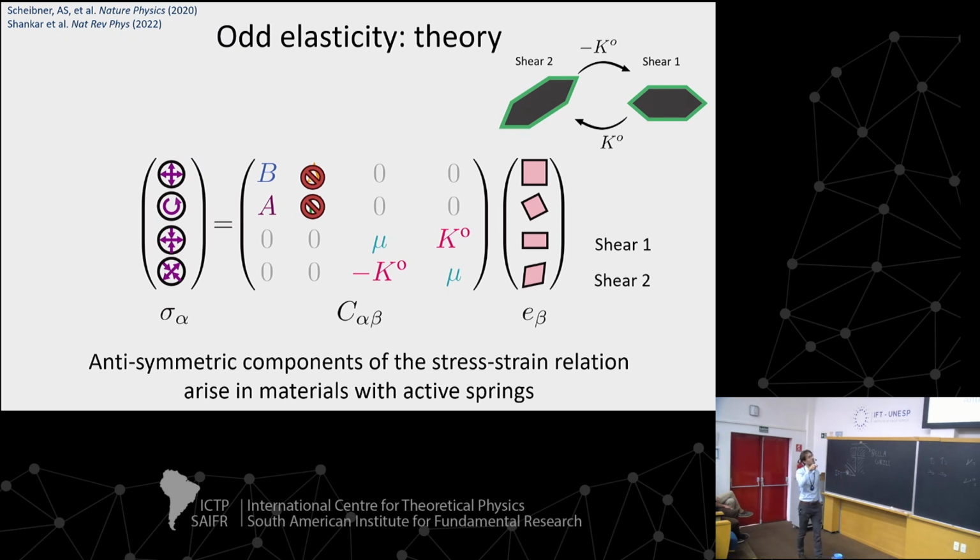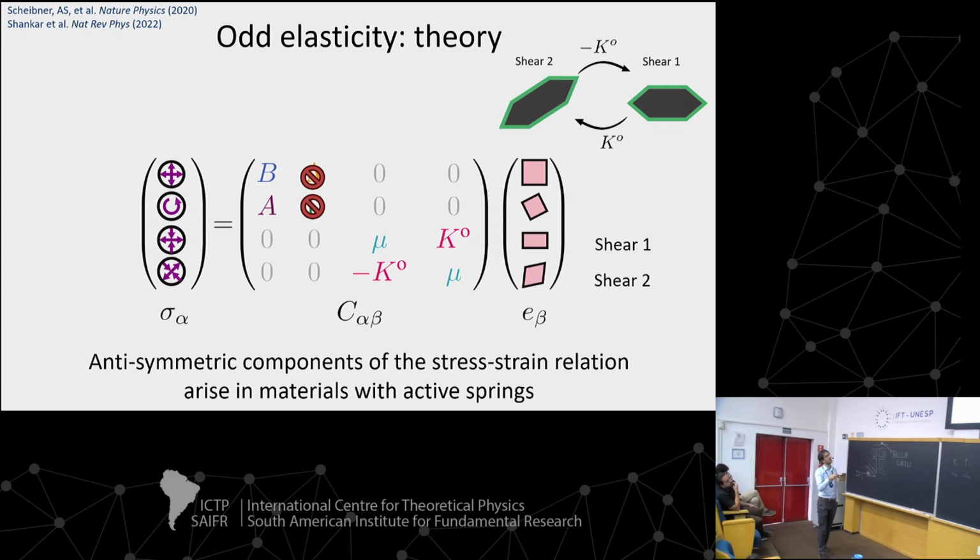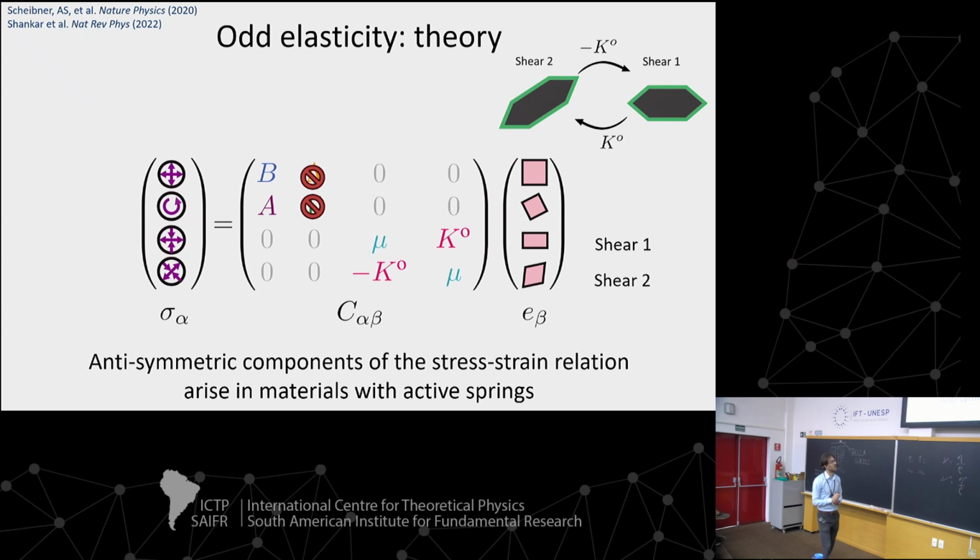The ones that I wanted to emphasize are the ones that aren't in this column, because these moduli tell you about stresses that you get due to rigid body rotations, and unless you have a substrate, you will not have these. Instead, these two remain even if you have no substrate. In particular, this odd elastic modulus tells you about torques due to volumetric change in the material, and this one couples two different shear directions. It couples shear along, let's say, the horizontal to shear at 45 degrees.